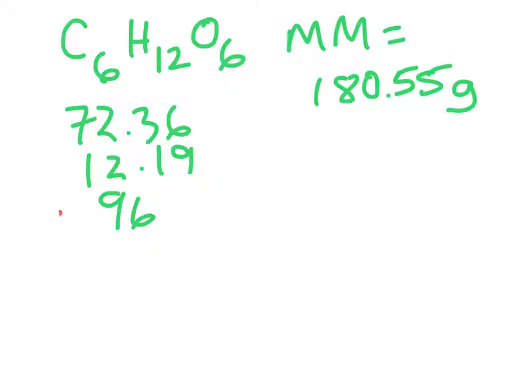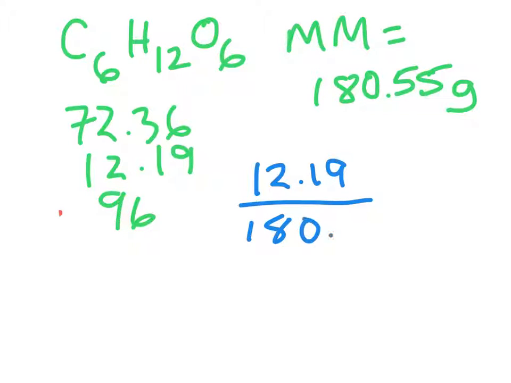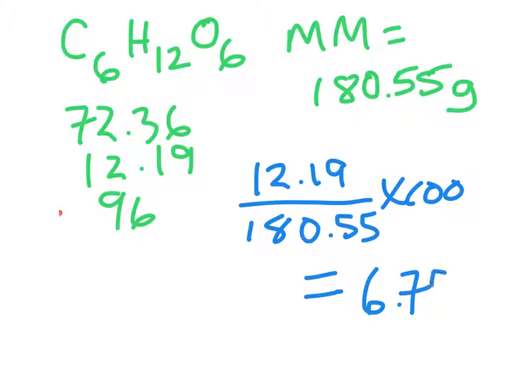Now let's do the hydrogen. Hydrogen would be 12.19 because that was the grams of hydrogen divided by, again, that total, 180.55. And we multiply it by 100. And get our calculator out, 12.19 divided by 180.55 times 100. And that means hydrogen's about 6.75% of sugar, and that makes sense. Hydrogen's a super light element, and so for sugar, only about 6.75% of that is hydrogen.